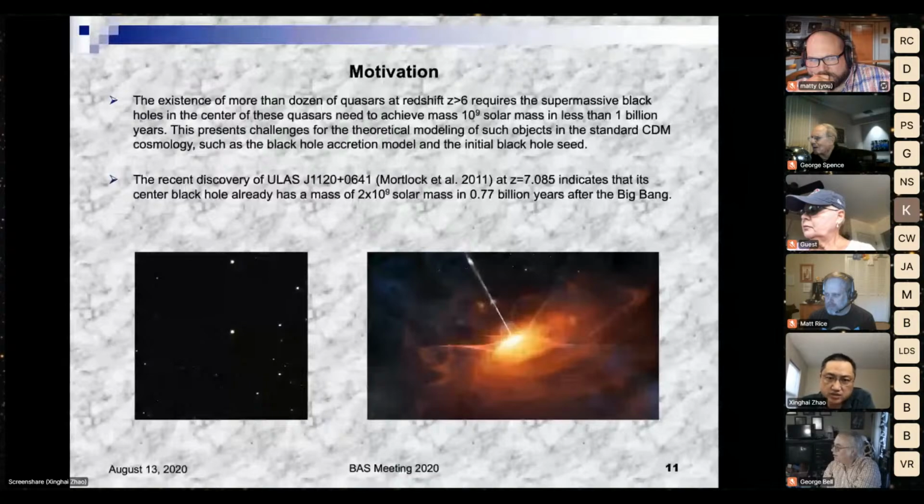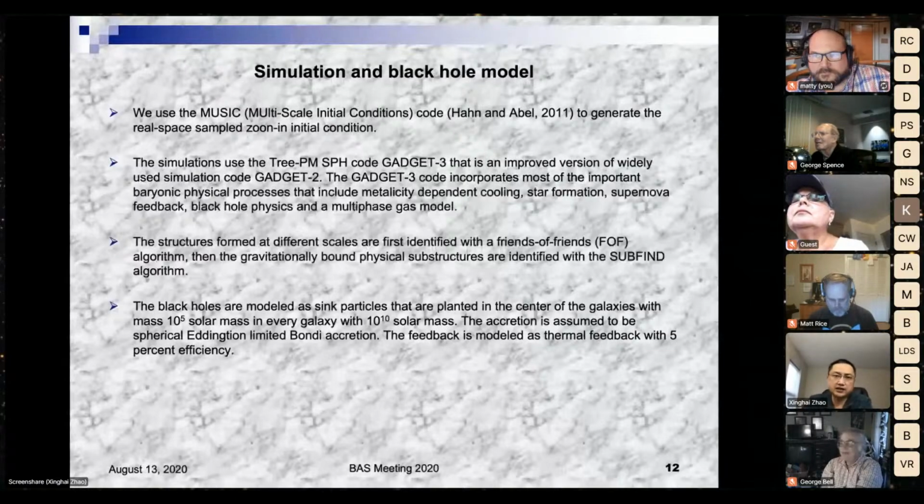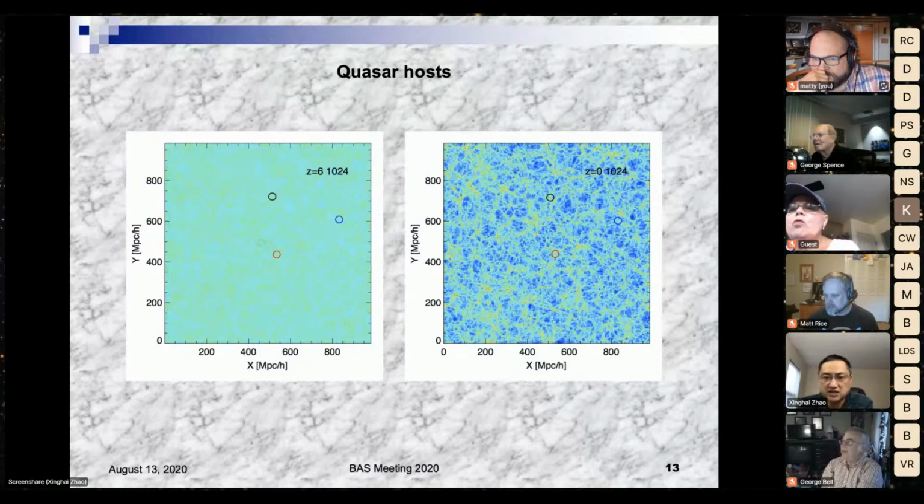In our simulation, we did a very high redshift, very high resolution zoom-in simulation to study the early evolution of the black holes. I don't want to talk too much about the details of the simulation. Basically, what we did is that we first do a very large scale simulation, on the order of 1 gigaparsec in size. We can choose the most massive halo, the most massive galaxy, at redshift z equal to 6.